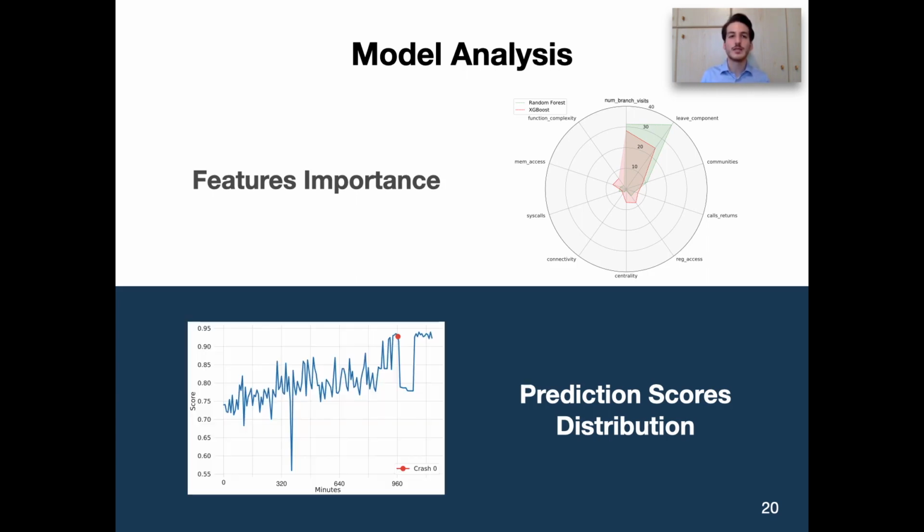Similarly, we analyze the distribution of the prediction scores during the exploration of a vulnerable binary. The figure in the slide presents the score distribution over time, showing how scores increase as SyML gets closer to the crash and drop immediately after the crash, when the exploration starts exploring different and less interesting paths.